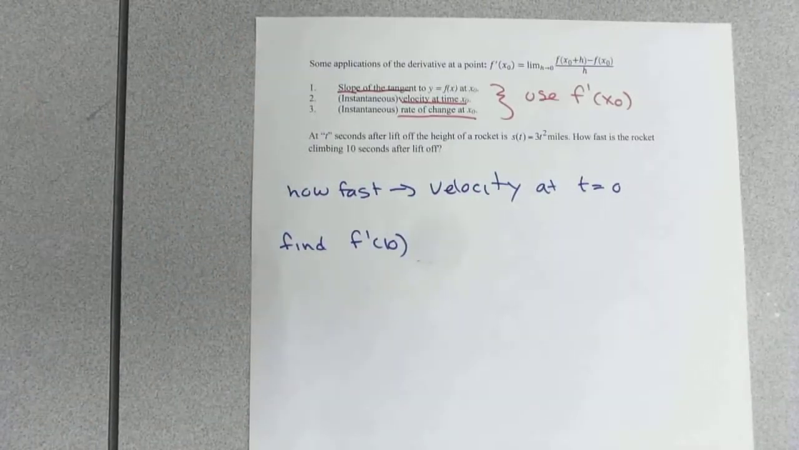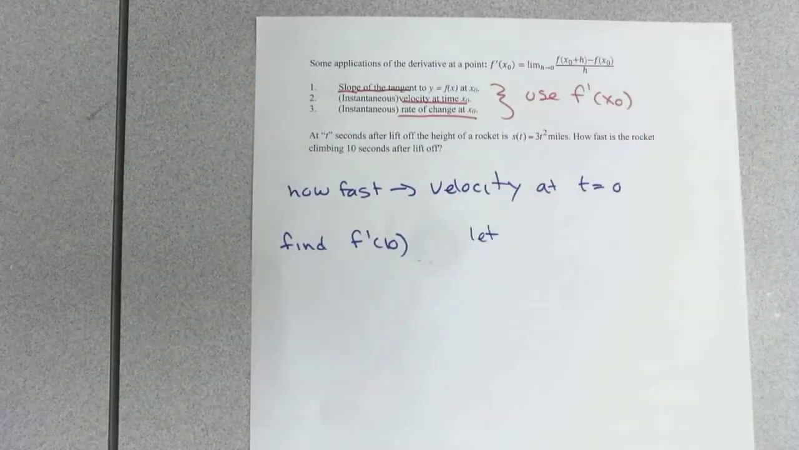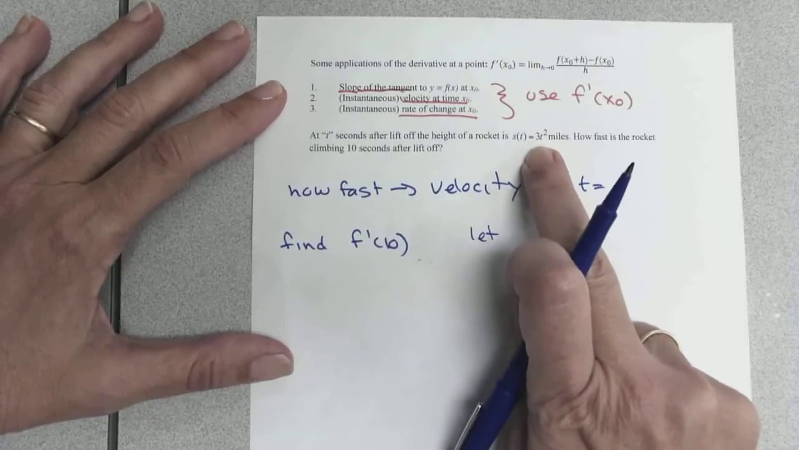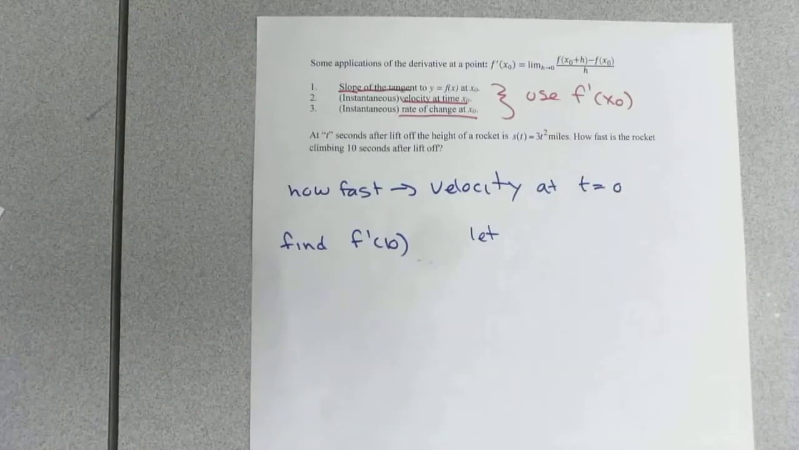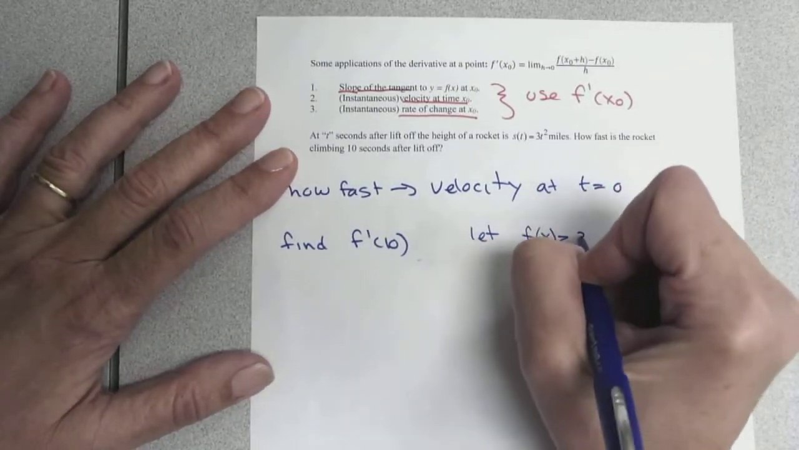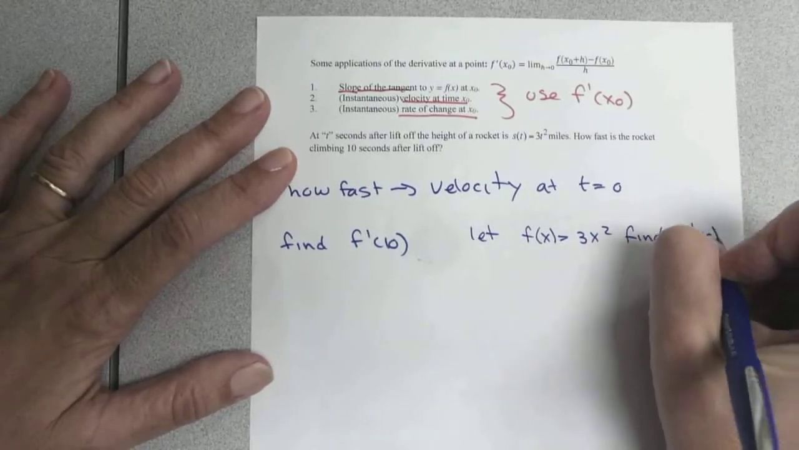Now I'm going to call it f, even though it says s there, because s's are just horrible letters to work with. S's look like phi's. But that's very common. This is called a position function, and very frequently position functions are s's, and then t for time. But you can change it to whatever letter you want. Let f of x equal 3x squared. Find f prime of t.